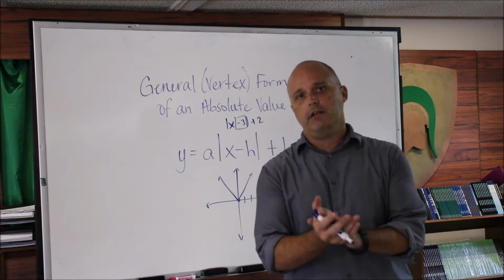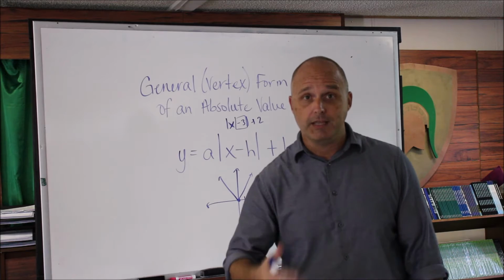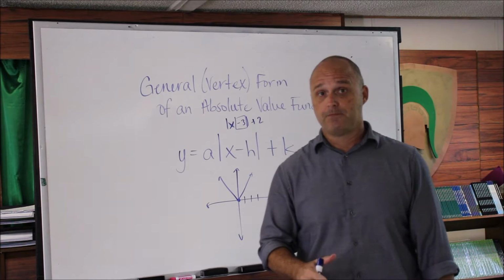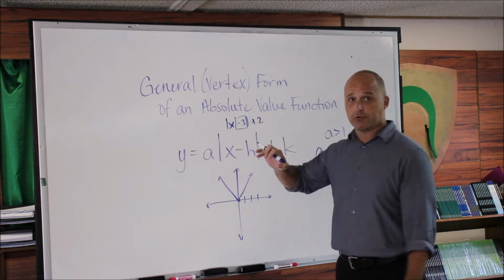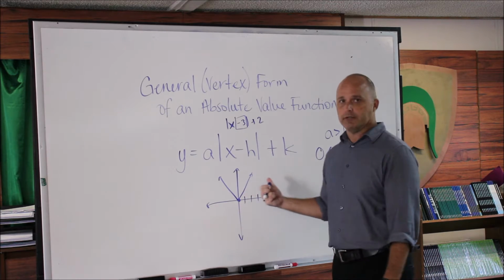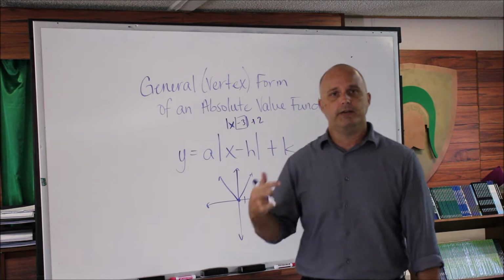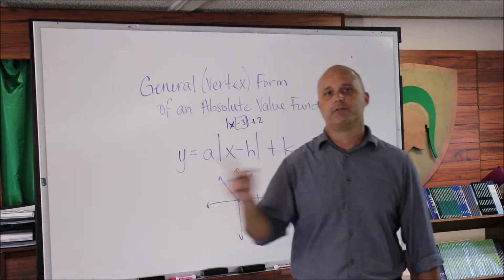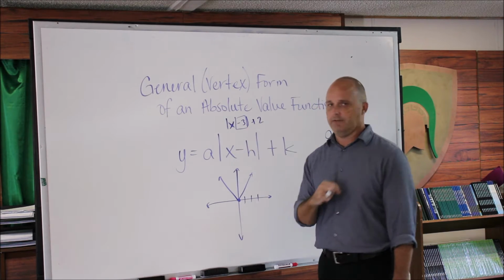The thing you need to remember with the h value is it's always going to be the opposite of what you see. So if you see negative 3, then you have to think positive 3. If you saw positive 3, you have to think negative 3. And you're going to move left and right on the number line based on that value.